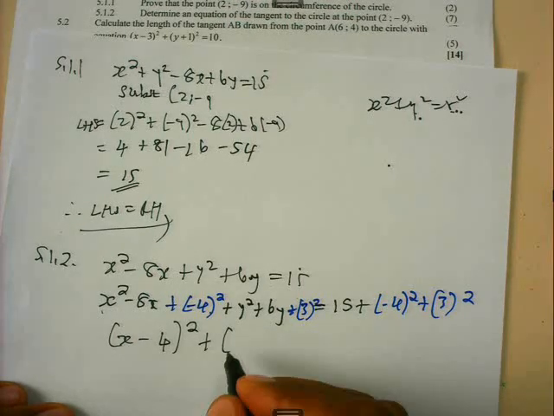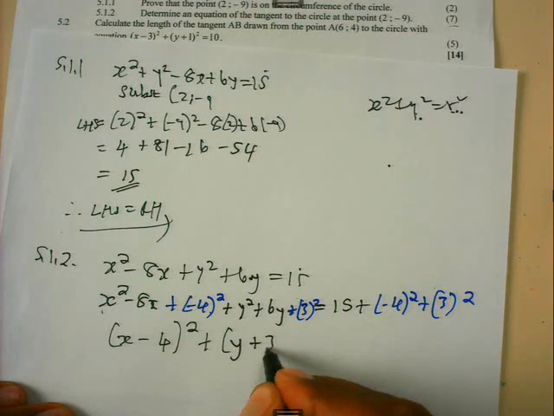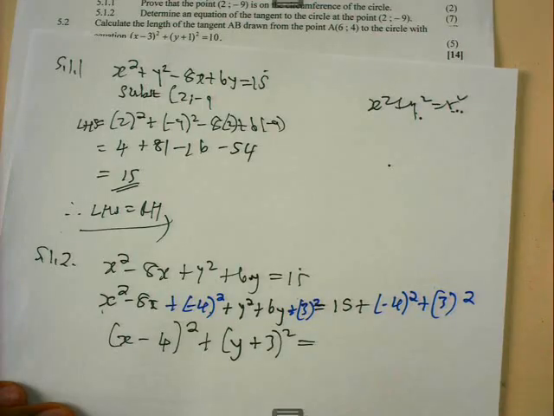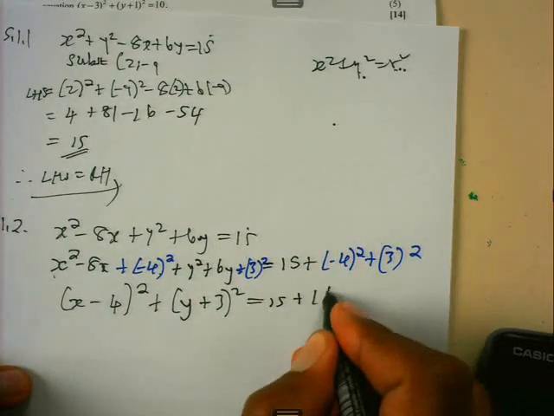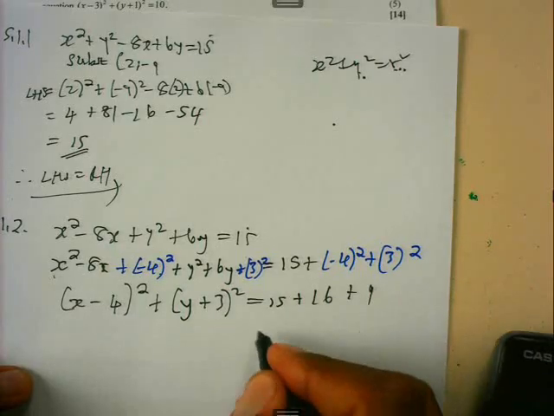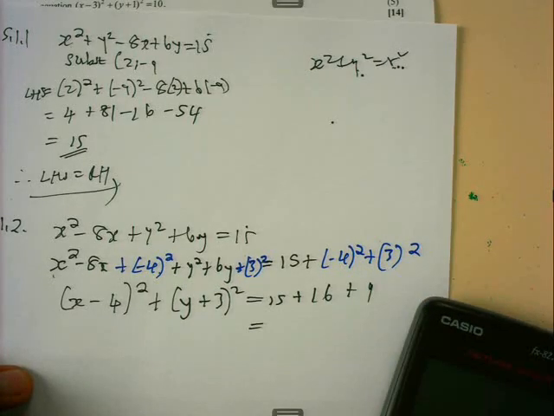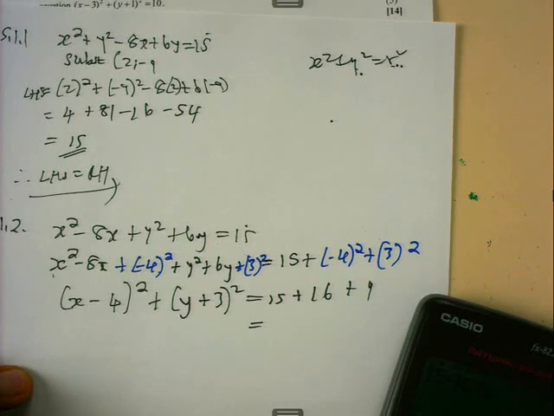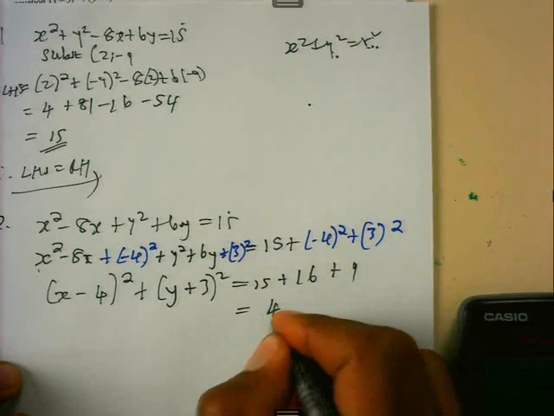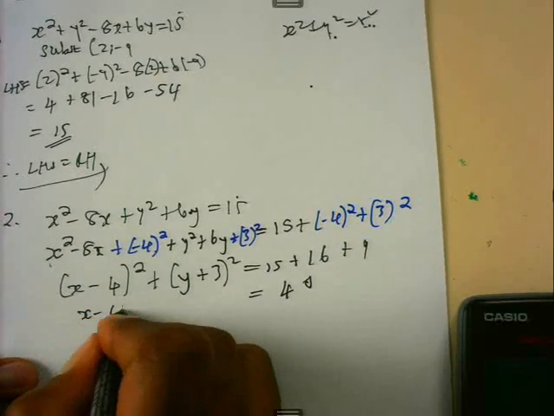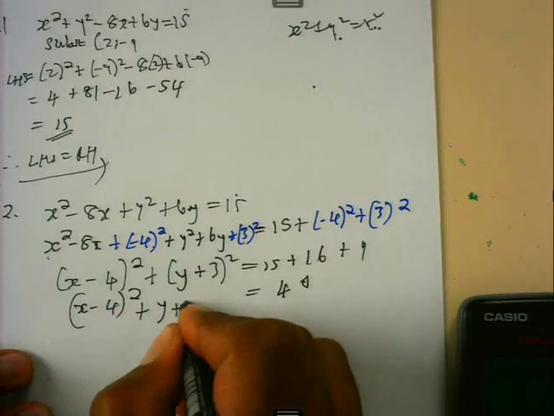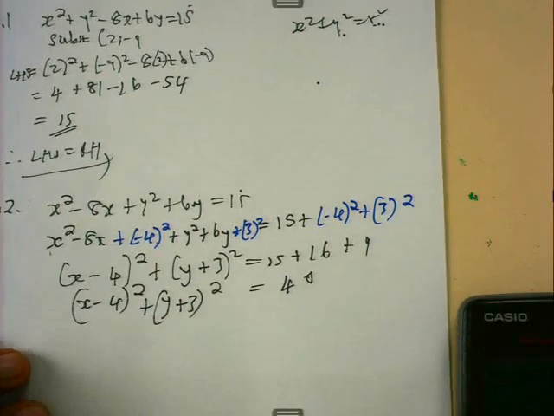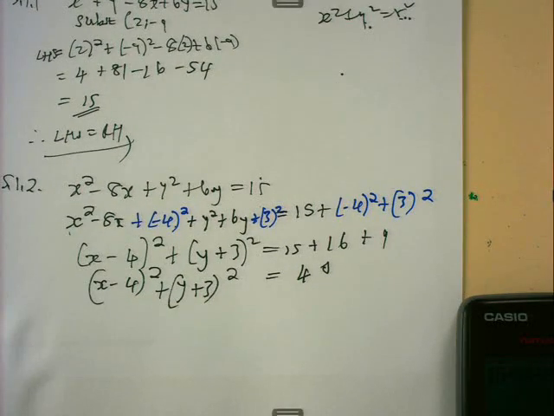The sign of the middle term must also be the same as the one inside the brackets, right? Plus this side, I do the same. That is y plus 3 all squared. Then it equals 15 plus 16, then plus 9. 15 plus 16 plus 9, the answer there is 40. Therefore, we have x minus 4 all squared plus y plus 3 all squared equals 40.